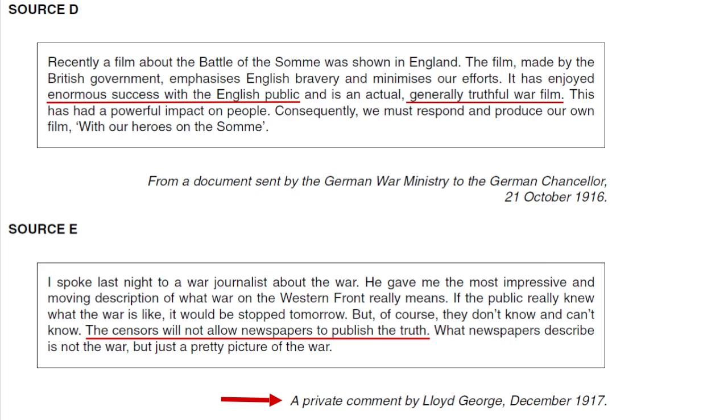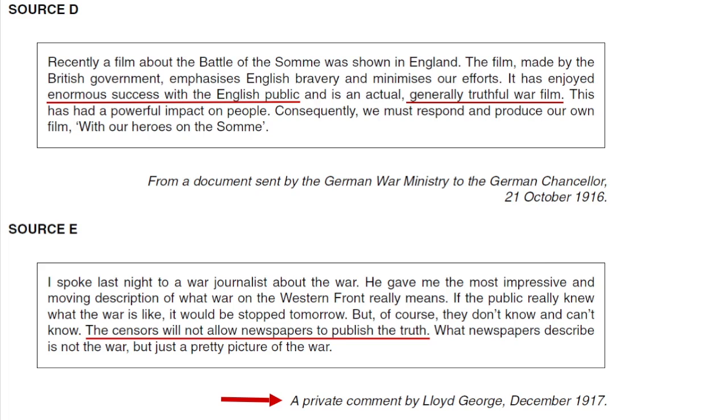So hopefully, if you're wondering about which source do you trust the most, you jump in on something that you already know, that you can say, yeah, I know that's true, so therefore I agree with it. And when he says the censors will not allow newspapers to publish the truth, well, we know that's true. We've already said that DORA, the Defence of the Realm Act, forbid newspapers from publishing gloomy stories about the war. They had to be really positive, and therefore the truth about deaths and the nature of people dying, being blown apart, was kept away from the British public. So we agree with David Lloyd George here. The newspapers, we know for a fact, weren't allowed to publish necessarily the whole truth.